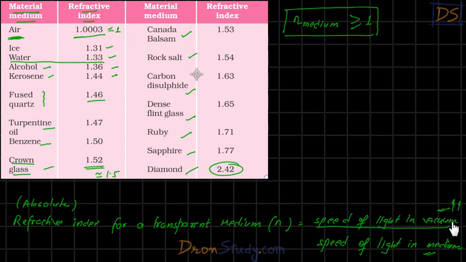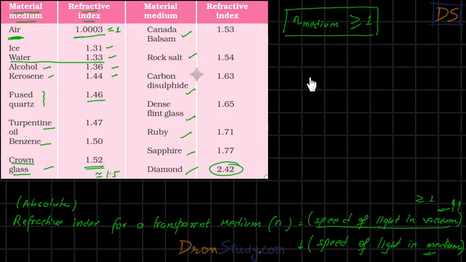So this quantity will be larger, and this quantity will always be smaller. So the division of these two quantities will always be greater than or equal to 1. That's why the refractive index of any substance is greater than or equal to 1.